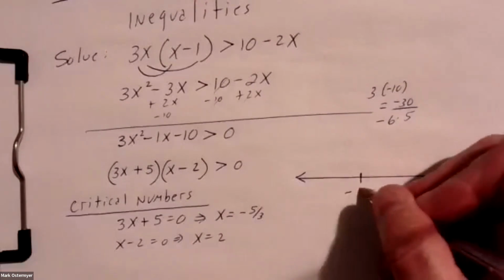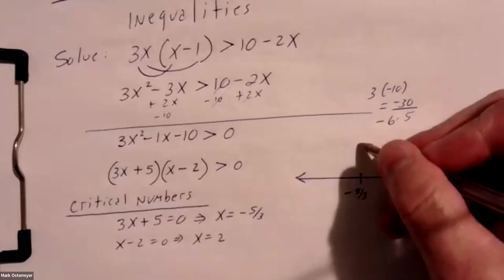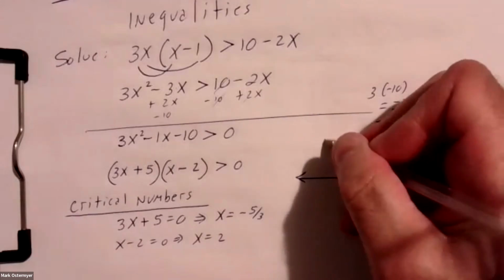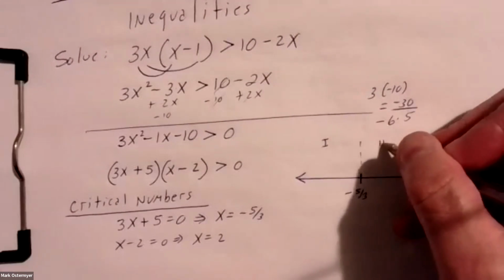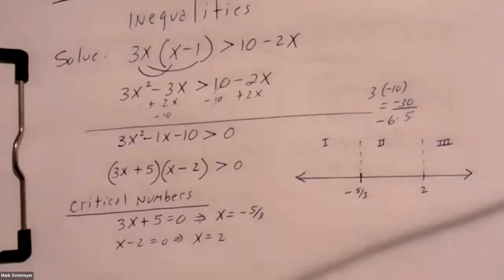So I have negative 5/3 and I have positive 2. I have three intervals that I have to test out to see which interval or intervals produce solutions to this polynomial inequality. We're going to test out three intervals.